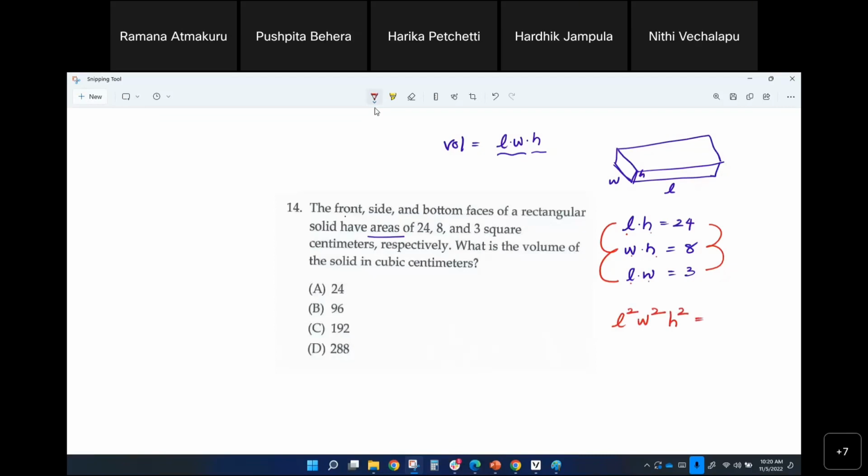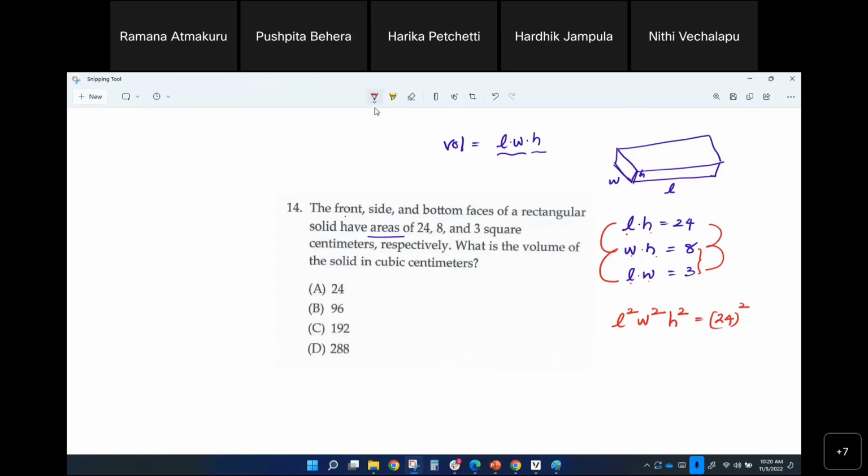And then I see 24, and 8 times 3 is also 24. Correct? So 24 squared. Can I say that, all of you? Is that making sense? Those who missed it.